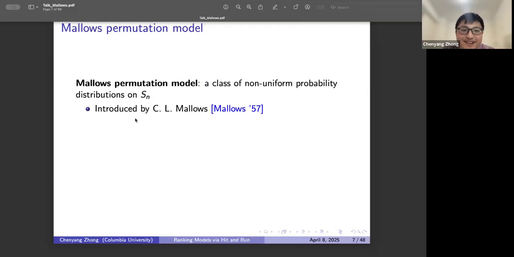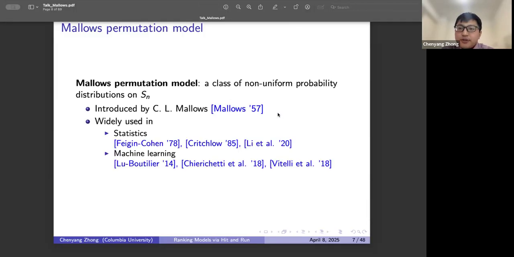Okay, so here is a brief introduction to Mallows permutation model. It was first introduced by C.L. Mallows in this classical paper. And roughly speaking, Mallows permutation model specifies a class of non-uniform probability distributions on Sn, whose specific form I will introduce in the next slide. Since its introduction by Mallows, this model has been widely used in both statistics and machine learning and other fields, including psychology and network analysis. Some references are given here for the application of Mallows model for ranking data in those different contexts.